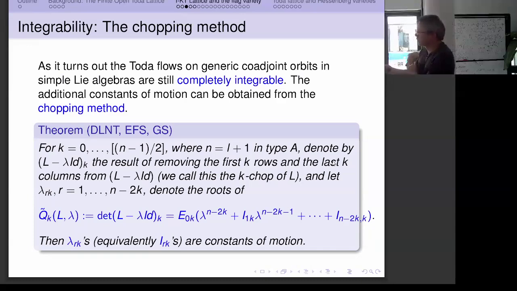So the procedure looks like this. Consider the lattice matrix L minus lambda I, so this is the eigenmatrix. Delta K here means that we throw out the first K rows and the last K columns. So we get a polynomial in lambda of degree n minus 2K, and then we take the coefficients. We have to normalize them because the leading coefficient will not be 1 anymore, so we just fix that.